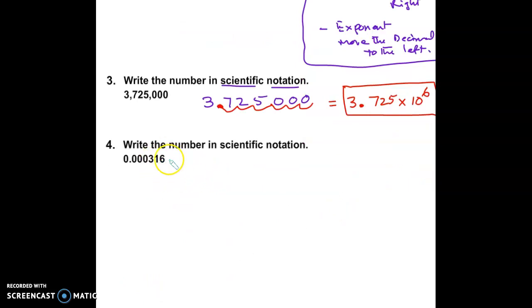Now in this question, we have to write this number in scientific notation. In order to write it in scientific notation, you see the decimal before the number. So this decimal has to go this way in order to get scientific notation. So we're going to move the decimal. I'm going to move it 1, 2, 3, 4. So 4 decimal places. The answer is going to be 3.16 times 10 to the negative 4. So this is the scientific notation for this.